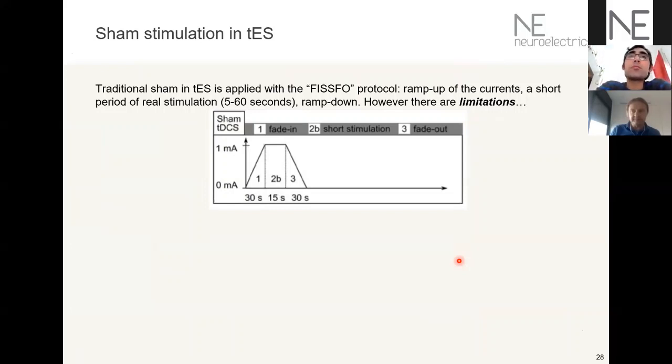Another important aspect related to applications of tES is the sham protocols in tES. Usually sham in tES is performed with the FISFO protocols. A FISFO protocol is a protocol in which you have a fade-in period of 30 seconds at the beginning of stimulation. Then you have a plateau of 15 seconds, and then a fade-out period of 30 seconds. And sometimes this is repeated again at the end of the stimulation. This is an effective way of doing sham in the sense that there's no current getting into the brain.